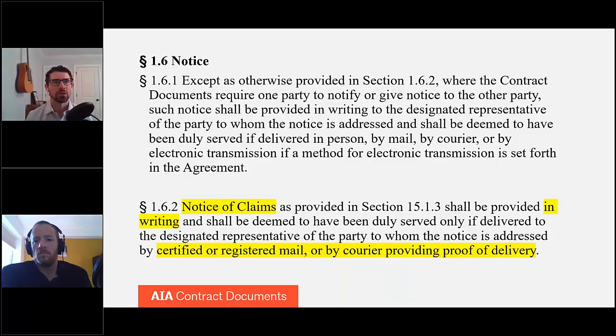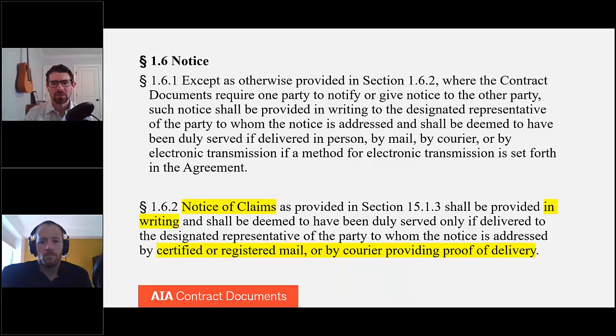Should also note here that 1.6.2 references section 15.1.3, and that's the notice of claims provision that's obviously farther down in the A201. And that just sets forth the time within which a notice of claim shall be given and some other specific nuances with respect to notice of claims. But today we're specifically just talking about the notice provision in 1.6.